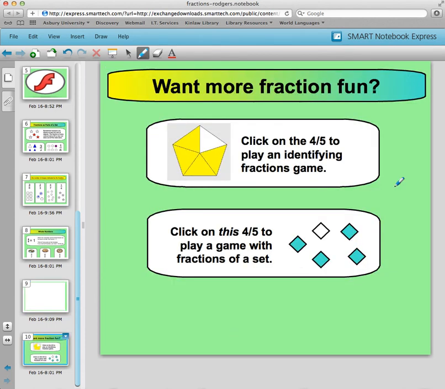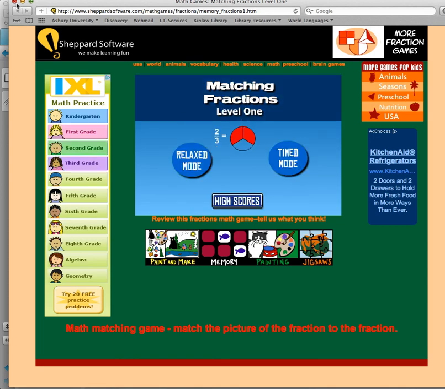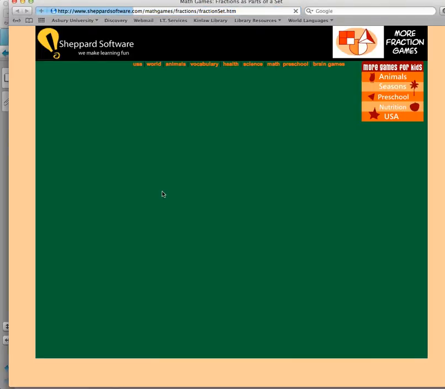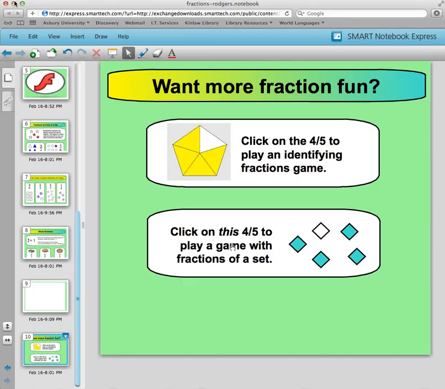The 10th slide is the last slide in this lesson. On this slide, children can click on either of these to take them to a website where they can play another game. So if they click on the first one, a website will pop up, and here they can play a matching fractions game. And if they click on the second one, a new web page will pop up, and they can play matching fractions as parts of a set. And that's it.